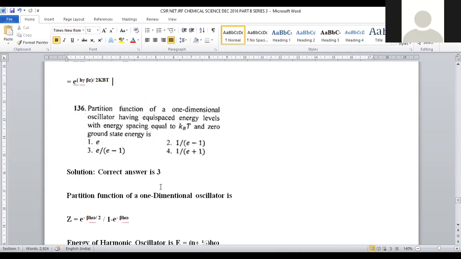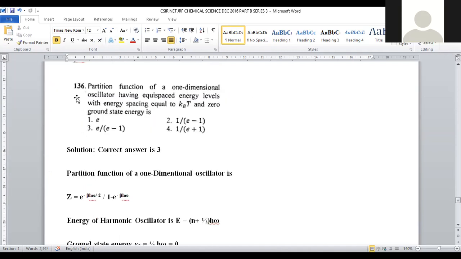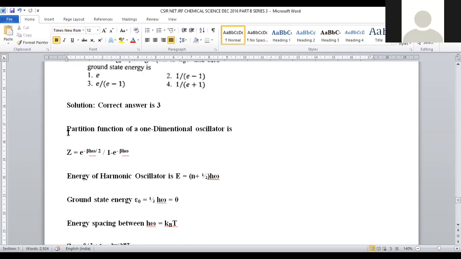So next we will go with question 136. The partition function for a one-dimensional oscillator having equispaced energy levels, with energy spacing equal to kBT and zero ground state energy, is what? Here the partition function of a one-dimensional oscillator. This is physical chemistry again. Energy spacing is equal to kBT, and zero ground state energy was given.